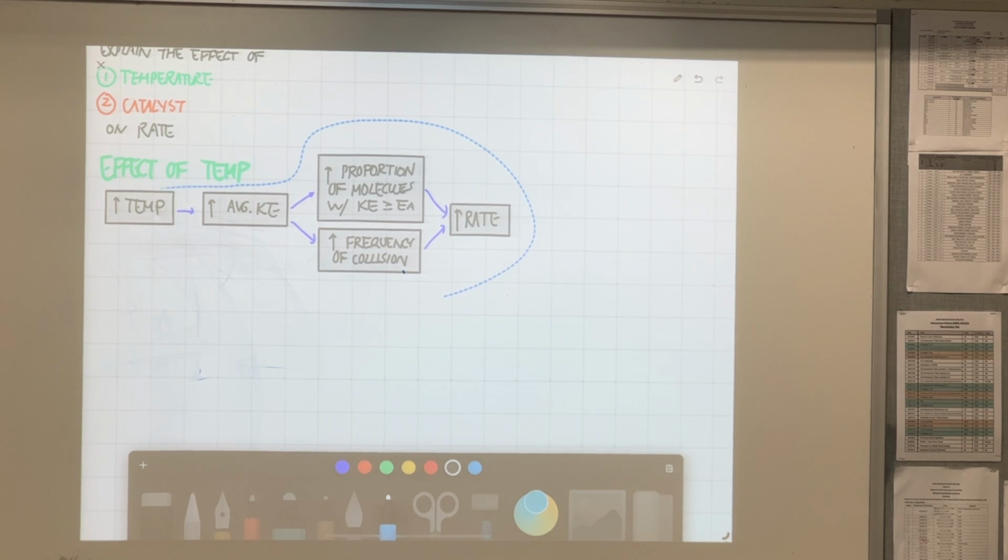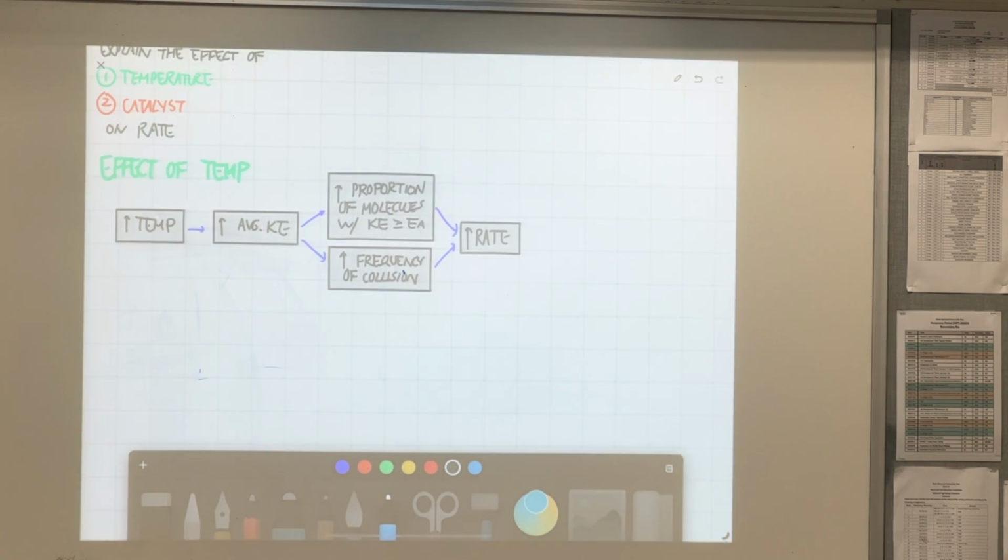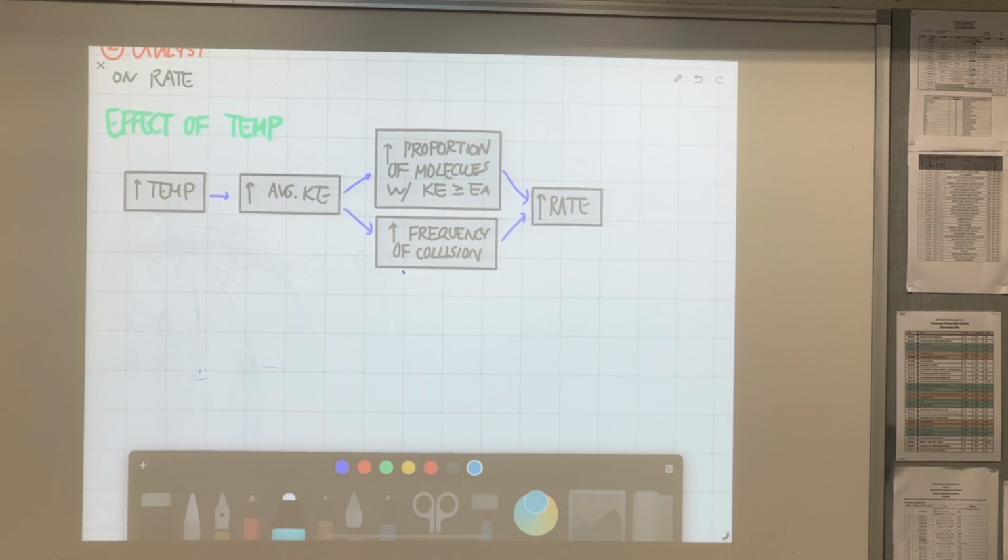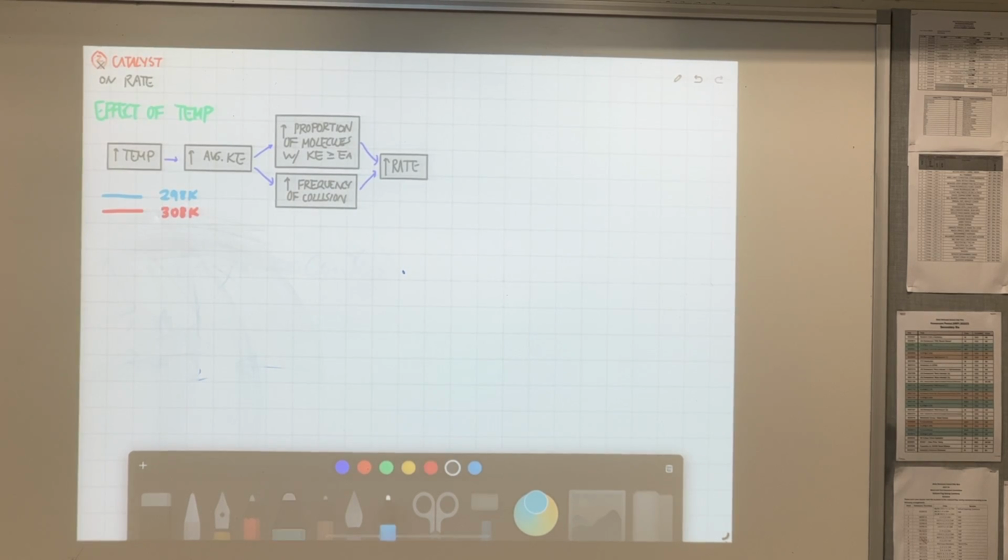So remember how increasing temperature will affect the curve. We already saw how increasing temperature will affect the average KE, right? But how does it affect the curve from yesterday? So let's draw two graphs in here. A blue line represents a lower temperature, let's say 298 Kelvin. A red line represents a high temperature, 308 Kelvin, let's just say. And on the notebook, I want you to sketch this Maxwell-Boltzmann distribution.